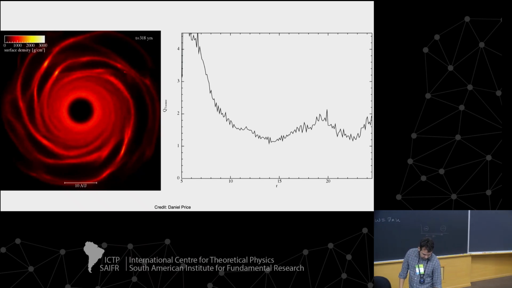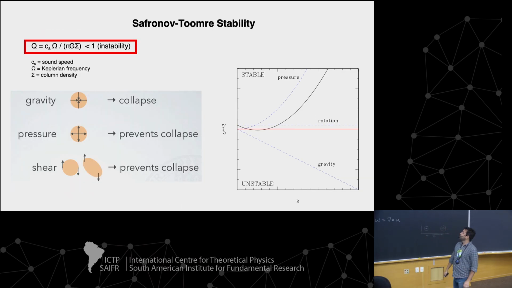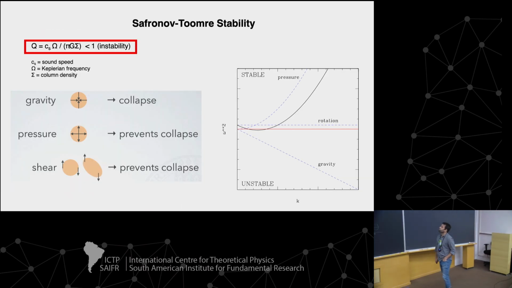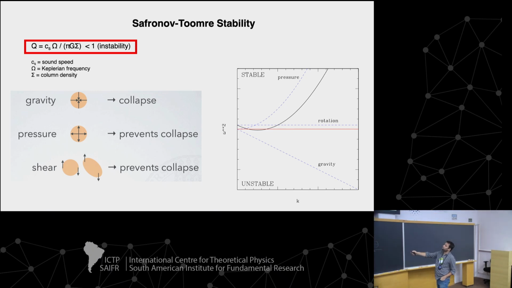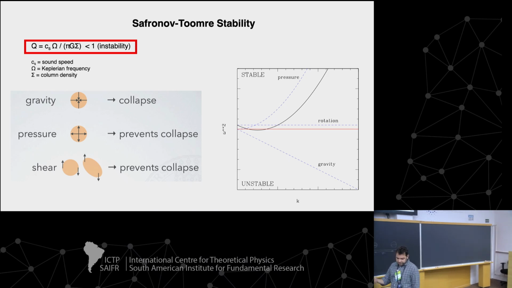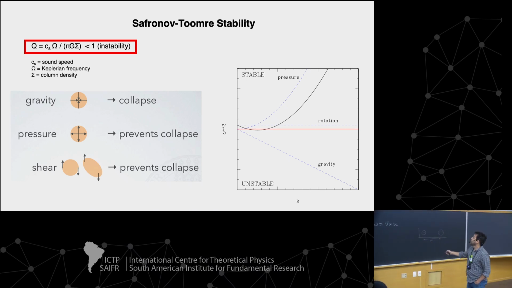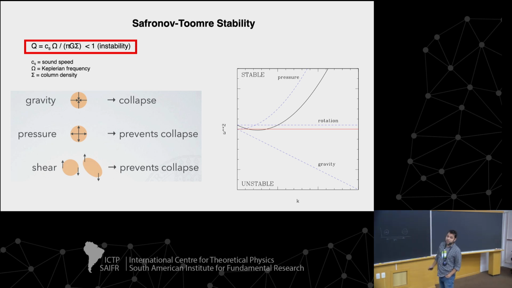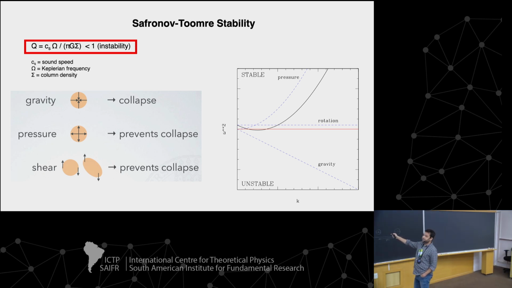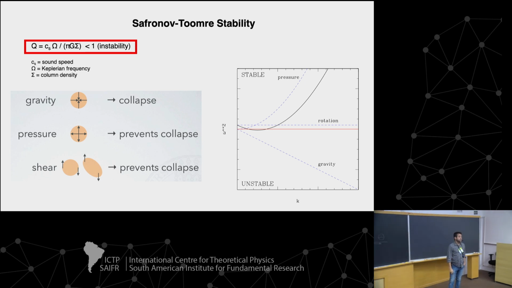Right. So again, what this Q value here is doing, as said, is measuring the relative importance of pressure and shear against gravity. If you do the analysis of this, if you work out all of the math about how this works, you will be able to plot this diagram here, which is giving you the complex eigenfrequency versus the wave number. We call it a dispersion relation.